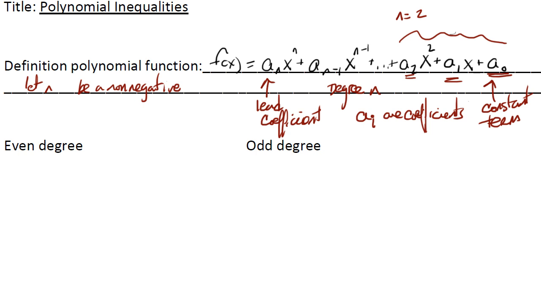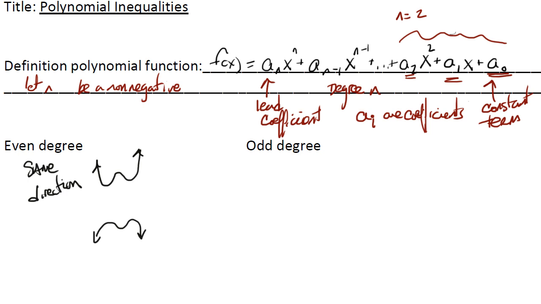Now, when we have even degrees, the biggest power, that's our degree, if it's even, you're going to notice the endpoints head in the same direction. They'll either be pointing up or pointing down. And this could have several bumps, or it could be a single one, a parabola.